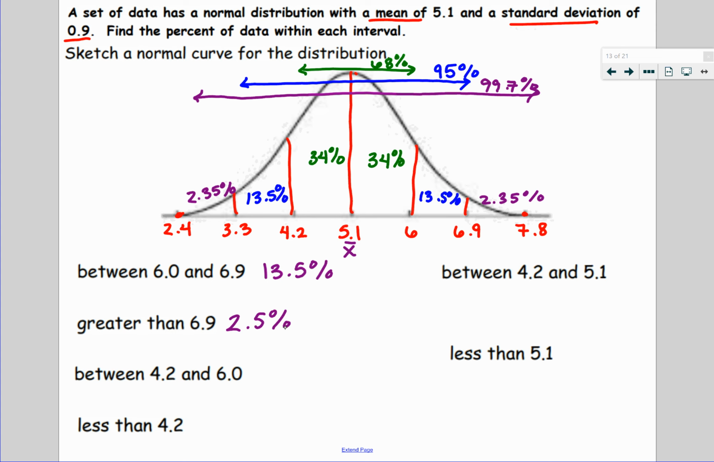All right, what percent is between 4.2 and 6? That's an easy one. 68%. What percent is less than 4.2? That one's a little trickier. 16 is correct. Yes. Okay, so again, how do we get 16? So if we're looking at how much is less than 5.1, we know, again, it's 50% over here. Take away the 34. 50 minus 34 gives me 16 is below that number. Okay? All right. What percent is between 4.2 and 5.1? Easy one. 34. What percent is less than 5.1? Also an easy one. 50%. That's my mean.